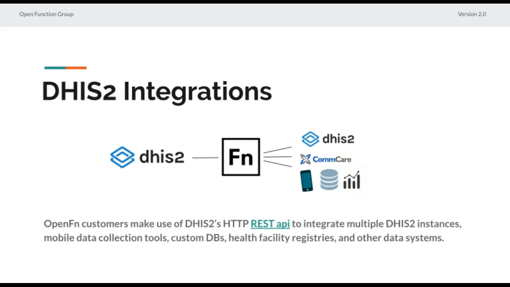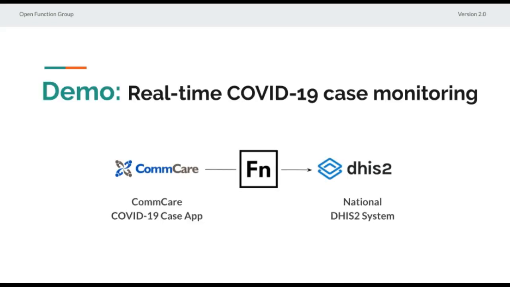And so leveraging DHIS2's REST API, we are able to connect DHIS2 to other DHIS2 instances for data as well as metadata integration. But we can also connect DHIS2 with any mobile data collection tools such as CommCare or other external applications, custom databases, health facility registries, analytics tools, and so on. And so today I want to show you a demo of a CommCare to DHIS2 integration that we've set up.